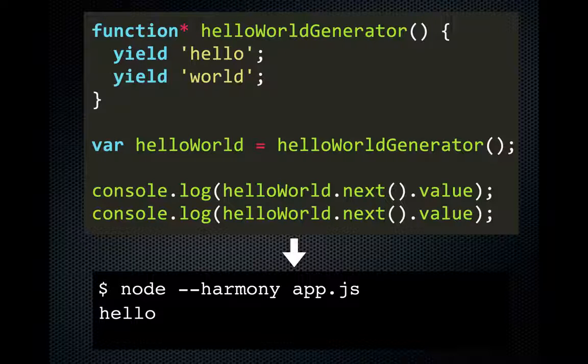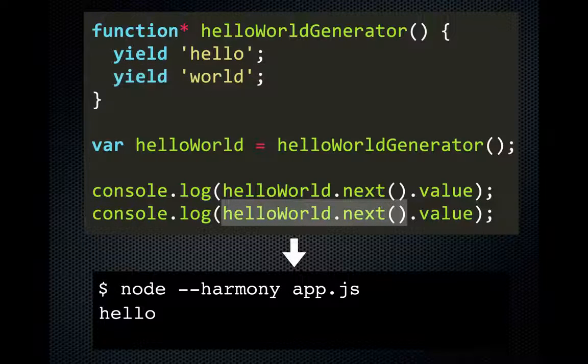So if we log that string as part of our running program, we're going to see hello logged to the console. Now the next thing that happens as our script executes is that we're going to call hello world next again, and the really interesting part is what happens at this point. We re-enter our generator function, but we re-enter on the line after the one that we previously yielded on. In this case, we're just going to immediately yield again with another value, the string world.